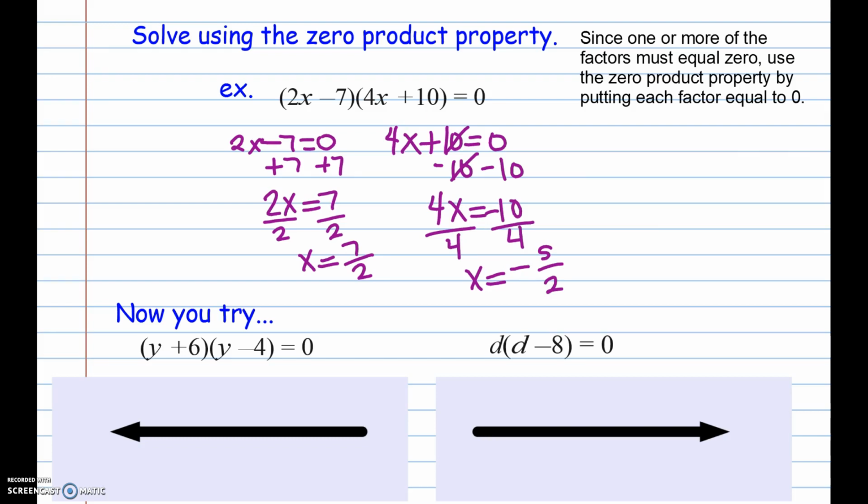Okay, so here we again put each parentheses equal to 0, and we solved it, and that gave us our two roots, or our two x's. Why don't you go ahead and try the next two? Remember to pause the video so that you can check your answer.